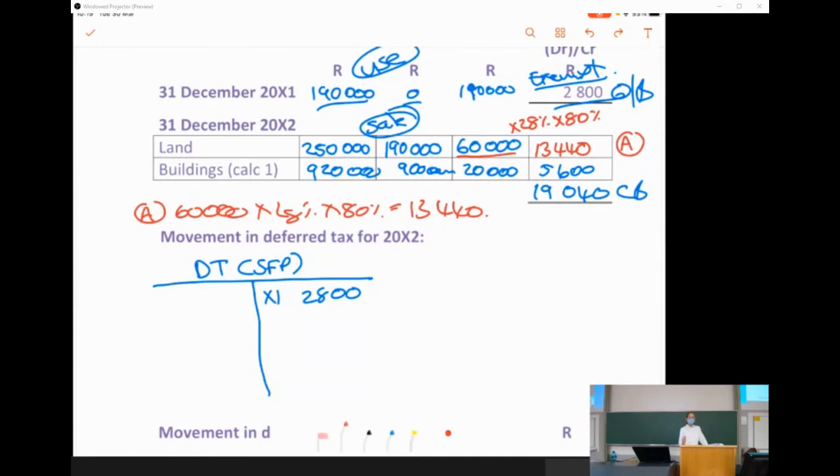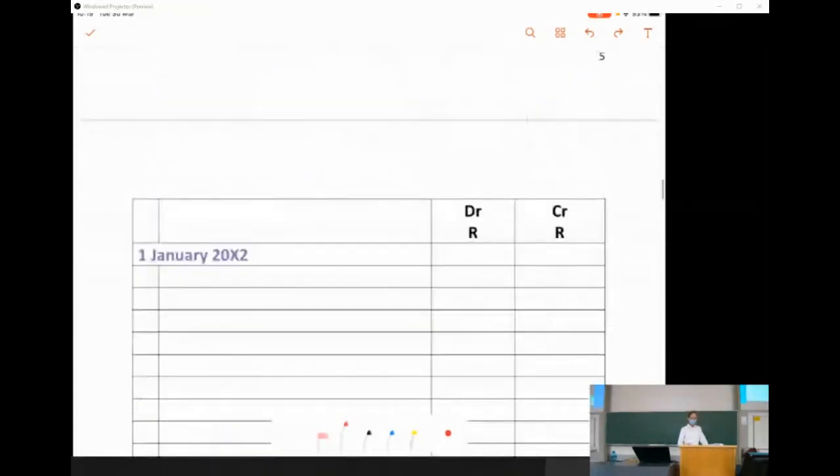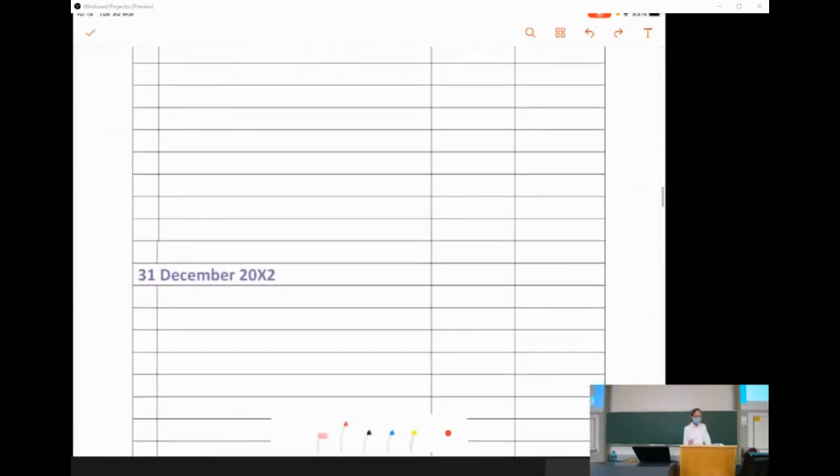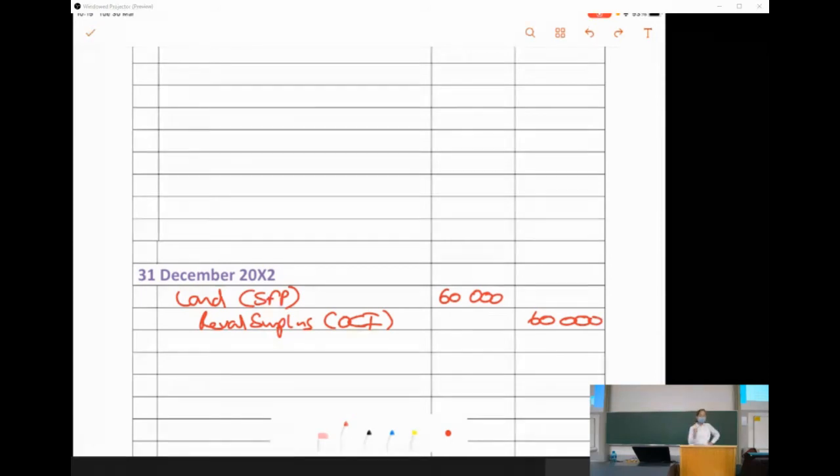So on the day of the revaluation, we are going to do a journal. Let's see if I've got, no, I haven't got the journal, but I'll show it to you here. The journal that we are going to do is, we are going to say debit land in the SFP with 60,000. Credit the revaluation surplus in OCI with 60,000. That's the gross revaluation. Then we go and account for the tax.